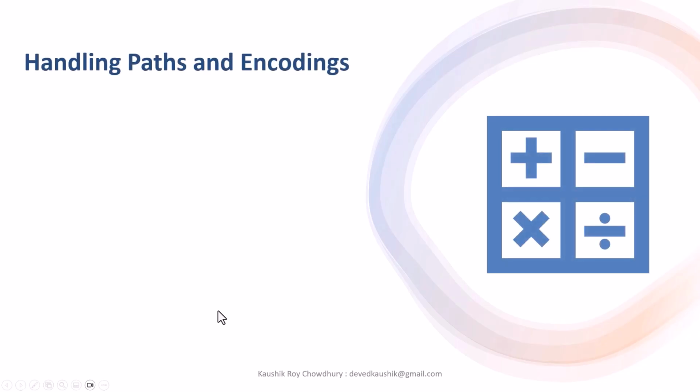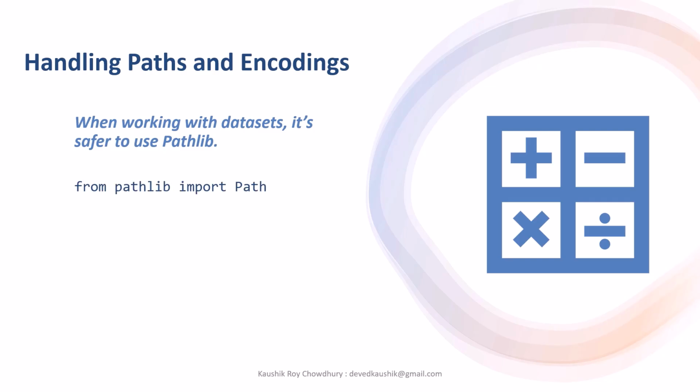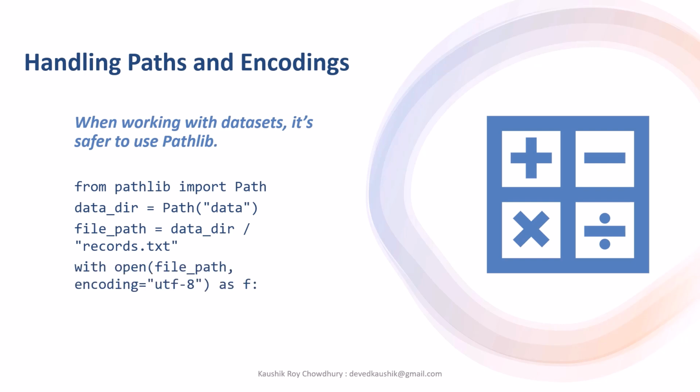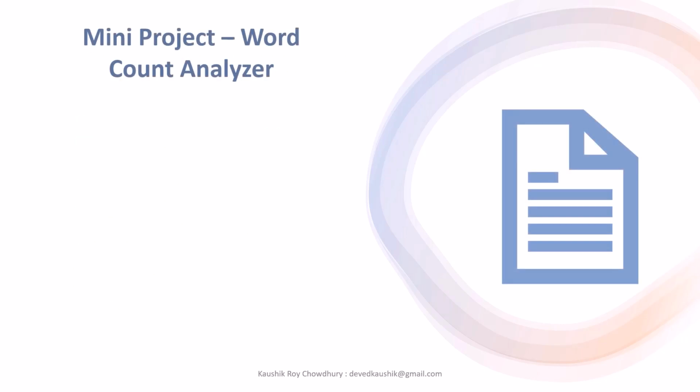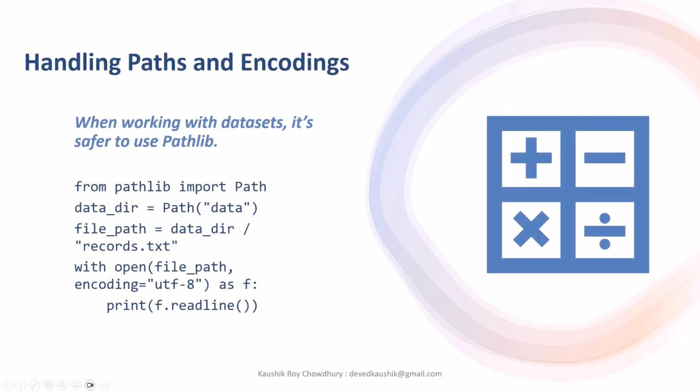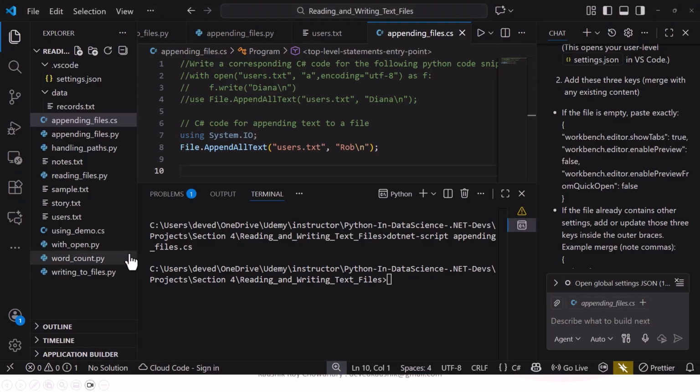Handling paths and encodings: pathlib. We'll be using pathlib. Pathlib makes your code cross-platform. It works on Windows, Mac OS and Linux without changing the path syntax. And here is the code, and we'll see everything in Visual Studio Code in practice. Let's see this code. That is the last project, but before that, we'll look into Visual Studio Code.